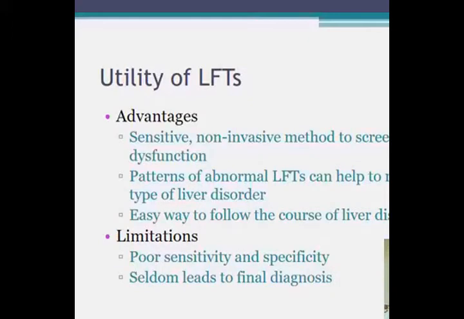Why do we do liver function tests in our patients? Because they are a sensitive, non-invasive method, you just draw the blood, and the pattern of abnormal liver functions can help us in making a diagnosis of the type of the disease. It has a bit poor sensitivity, and sometimes it may not be able to give you a clear-cut picture. You have to use your clinical acumen in making a diagnosis.